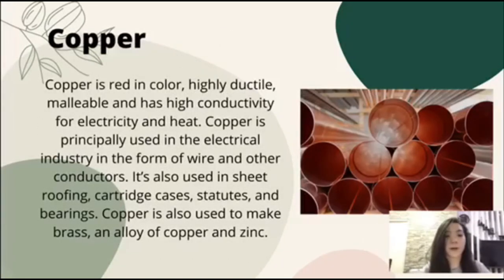So first we have copper. Copper is red in color. It is highly ductile, malleable, and has high conductivity for electricity and heat. Copper is principally used in the electrical industry in the form of wire and other conductors. So it is used for making cables and wires for electrical applications. It is also used for electroplating, and it can also be used for munitions and tubes in engineering applications.